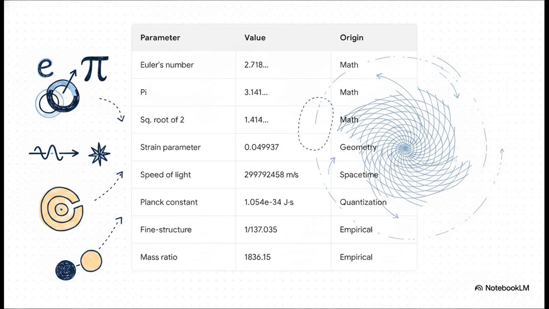3 of them are just pure mathematical constants. You've got Euler's number, pi, and the square root of 2. Then we have the speed of light, Planck's constant, the fine structure constant, and the proton-electron mass ratio. But the true star of the whole show is number 4, the strain parameter. This number describes the intrinsic geometric warping of the substrate itself. And according to the author, using just these 8 inputs, you can theoretically calculate the mass of every other particle and force in existence. That is a real game changer if it's true.